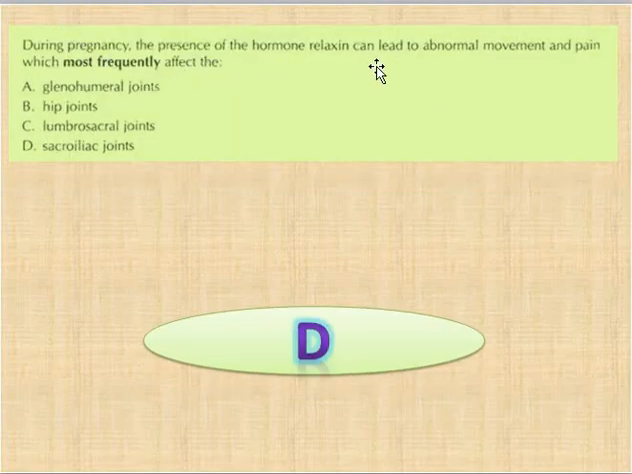During pregnancy, the presence of the hormone relaxin can lead to abnormal movement and pain, which most frequently affects: option A, glenohumeral joint; B, hip joint; C, lumbosacral joint; D, sacroiliac joint. The correct option is the SI joint, the sacroiliac joint. This is what basically gets affected in pregnant women.